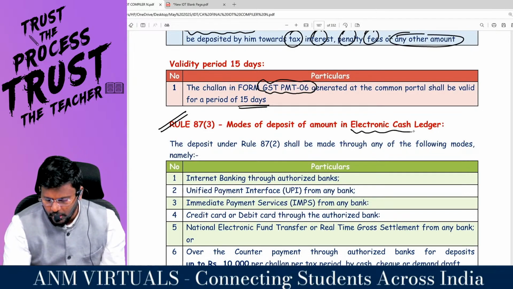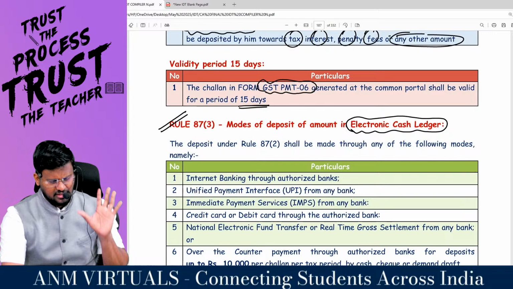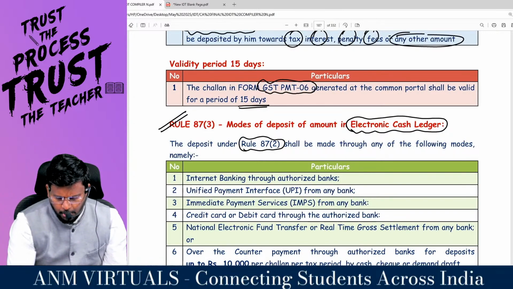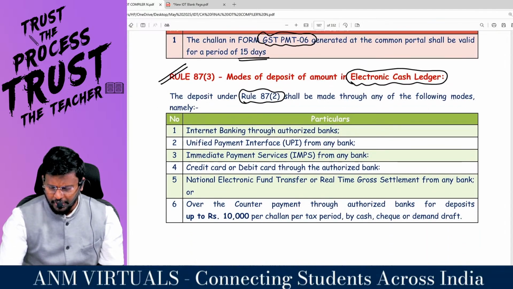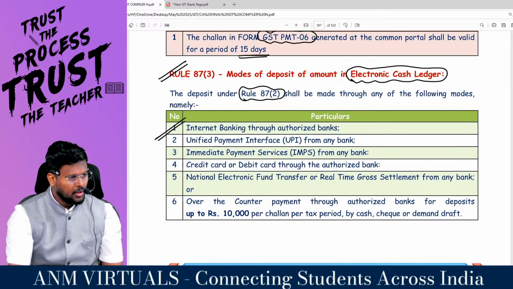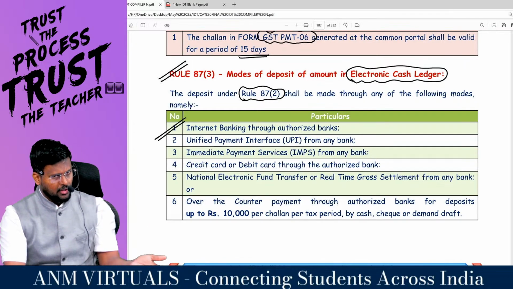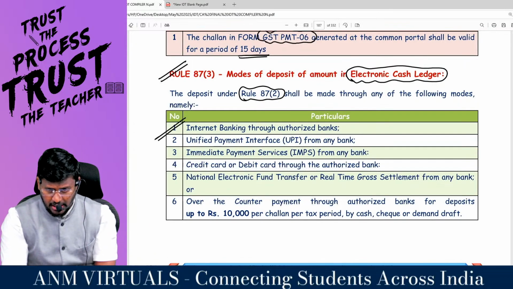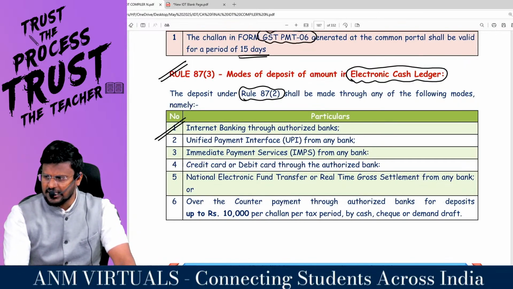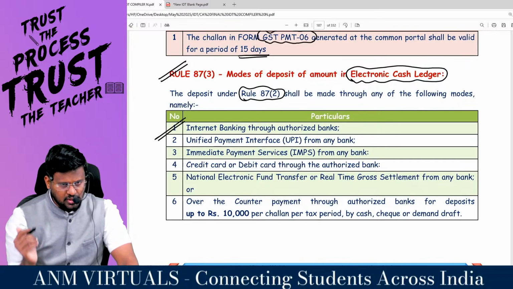Mode of deposit of amount in electronic cash ledger. Already we discussed. Sir, the deposit under rule 87 sub rule 2 shall be made through any of the following modes, namely internet banking through an authorized bank. For example, by using an HDFC account or SBI account, you can make the payment. For example, A&M classes has multiple bank accounts.